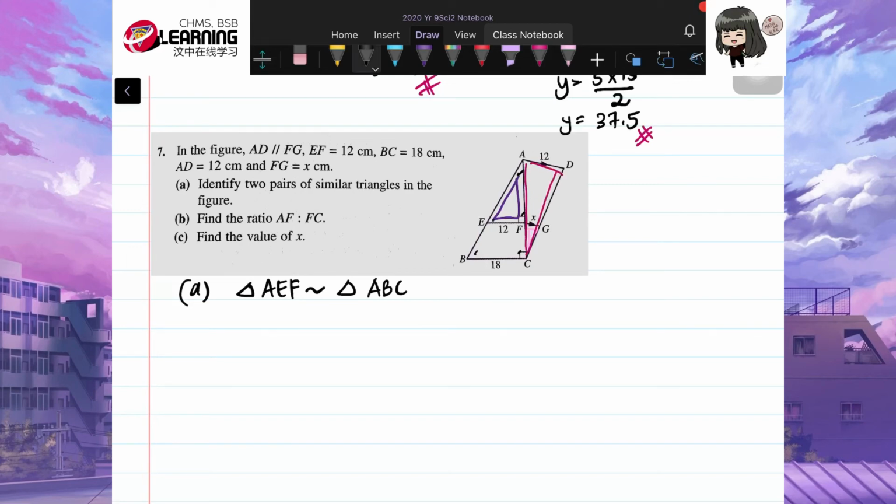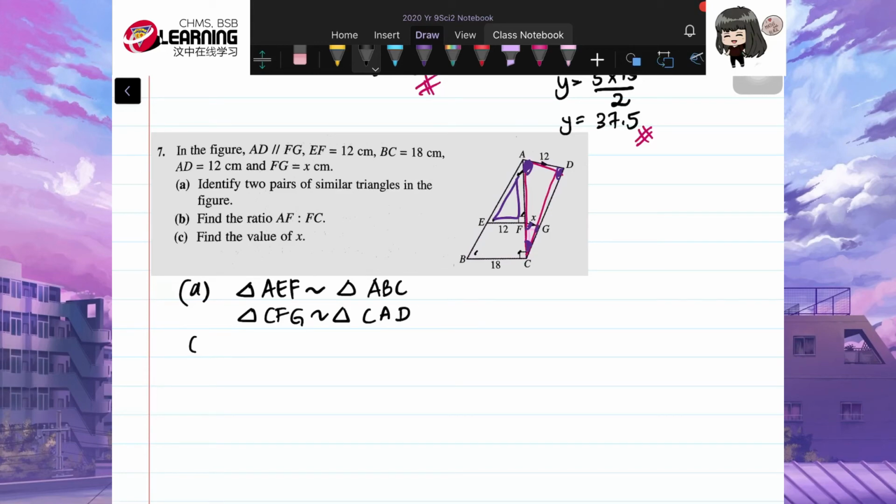Okay, so the other pair is this one, CFG with the big one, CAD. So triangle CFG is similar with triangle CAD. Because of the angle as well, because this one is a common angle and this one is a corresponding angle and the other one is also a corresponding angle, so we have three pairs of equal angles.